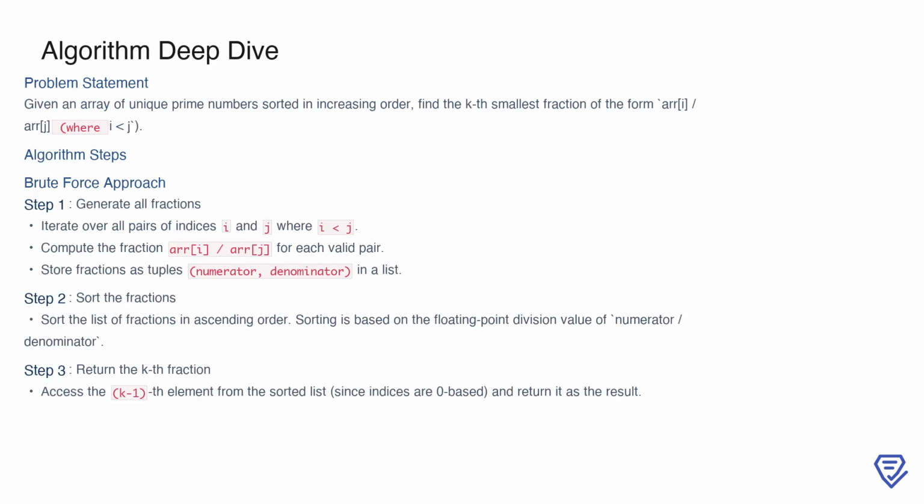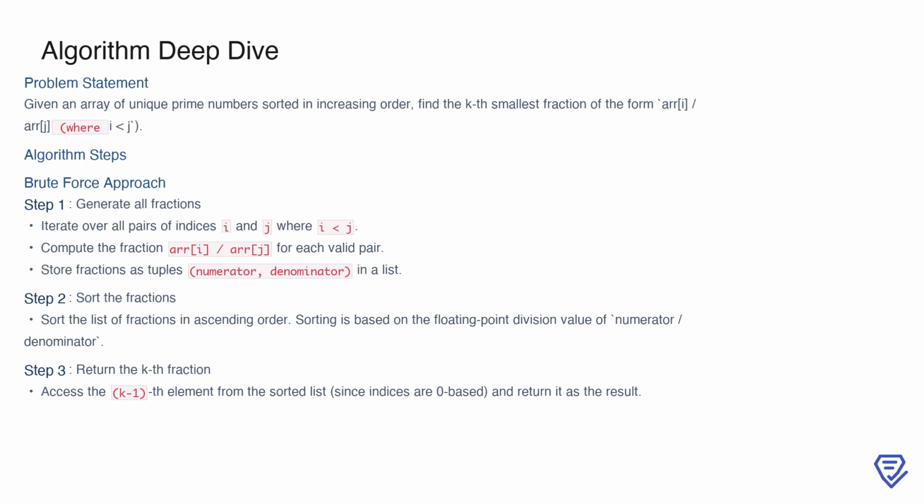To solve the kth smallest prime fraction problem, we start by understanding its requirements. Given an array of unique prime numbers sorted in ascending order, we need to find the kth smallest fraction of the form ARR[i] divided by ARR[j], where i is less than j.